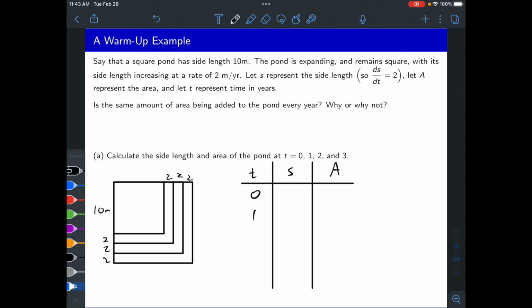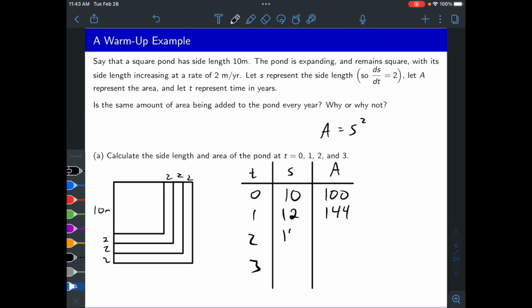So t is 0, 1, 2, and 3. At time t equals 0 years, our original side length is just going to be 10. And the area, since the area is just equal to the side length squared, is 10 squared, which is 100. After 1 year, our side length s goes up by 2, so it's going to be 12. And then our area will be 12 squared, which is 144 square meters.